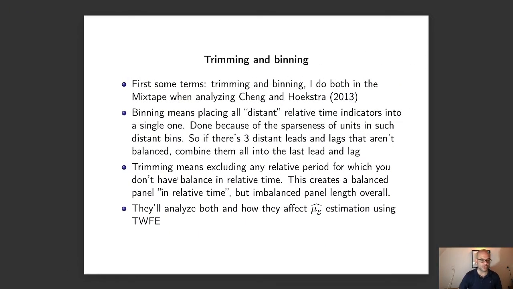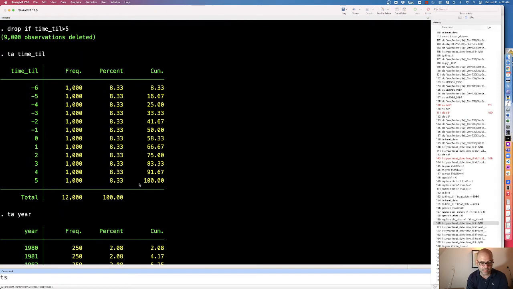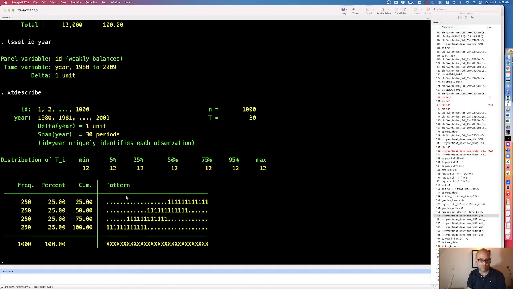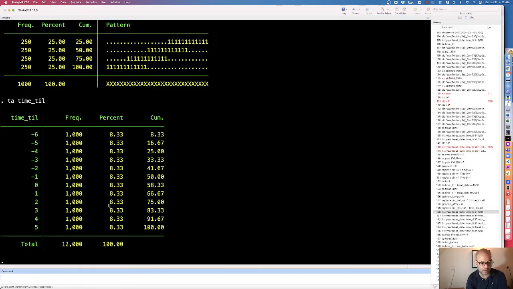So trimming means excluding any relative period for which you don't have balance in relative time. And this is going to create a balanced panel in relative time, but it's going to be an imbalanced panel in length overall. So you can kind of see this: tsset ID year, xtdescribe. Right? So it's imbalanced now in panel calendar time, but it's balanced in relative time. It's kind of a new thing for me.